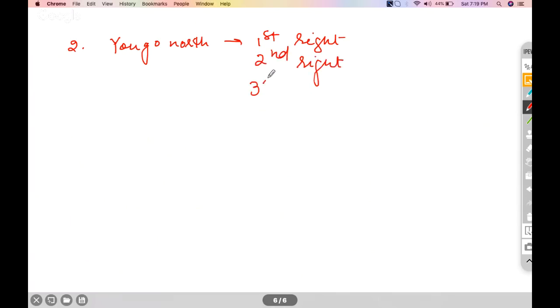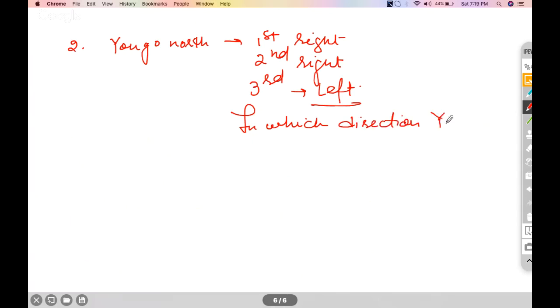So the second question is: you go north, then the first turn is right, then the second turn again right, and the third turn is left. Then tell me in which direction you are going now.